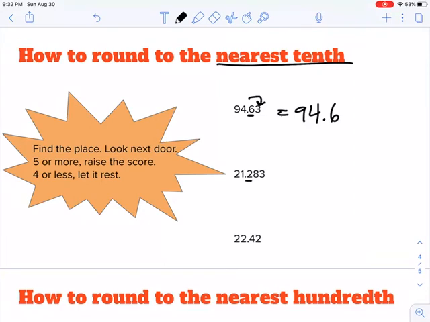In this next example, same thing. We're finding the place, which is the 2. That's our tenths place. And we are looking next door. This time it's 5 or more. So this 2 is going to round up. We're going to raise it. So this would be 21.3. Same thing as before. Pause this video and try this next example on your own.